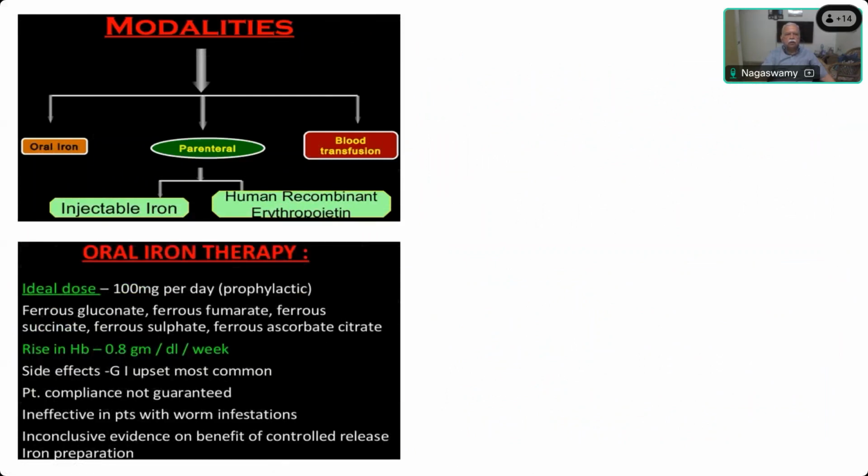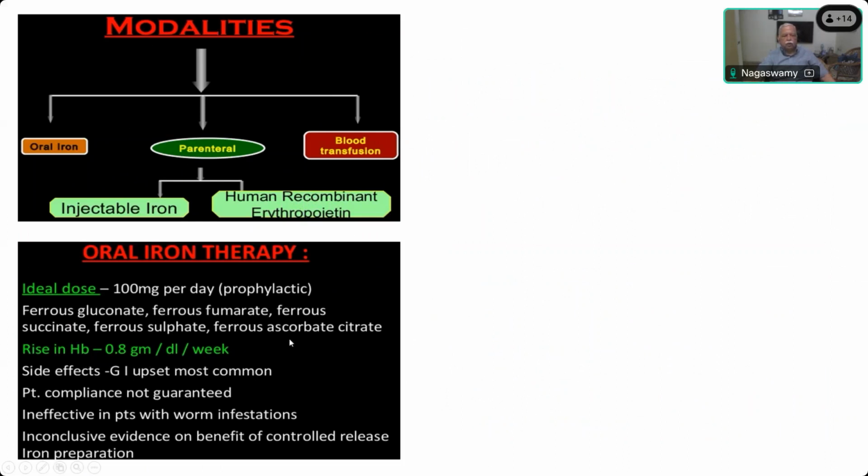Now, modalities of treatment are oral iron, parenteral iron, and blood transfusion. These are the three methods by which we can rectify the anemic state of the patient. For parenteral iron, you have injectable iron, or you can stimulate the patient's own erythropoiesis by giving human recombinant erythropoietin. For oral iron therapy, sometimes they ask this question: you require 100 milligrams per day, and it raises hemoglobin 0.8 grams per deciliter per week. The preparations available are ferrous gluconate, fumarate, succinate, sulfate, etc. All ferrous forms. Remember that.